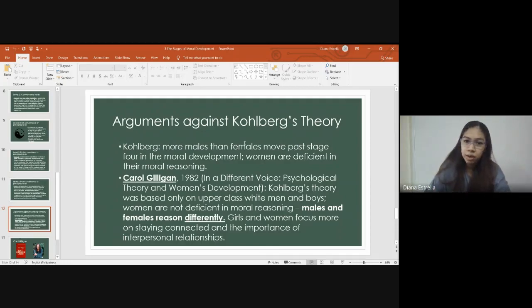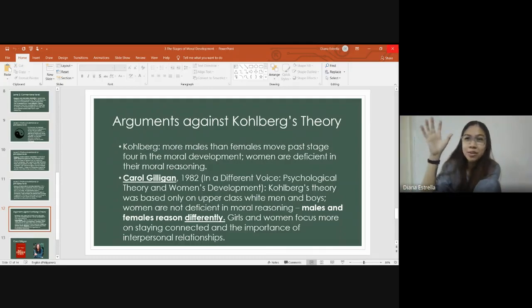She wrote a book entitled In a Different Voice. Okay. And accordingly, kay Gilligan, hindi mo pwedeng sabihin na higher yung moral reasoning process daw ng mga lalaki kaysa sa mga babae. Kasi daw, ang mga babae, yung moral reasoning process nila is different from men. Women value relationships more. Women value connections more than men. Okay?